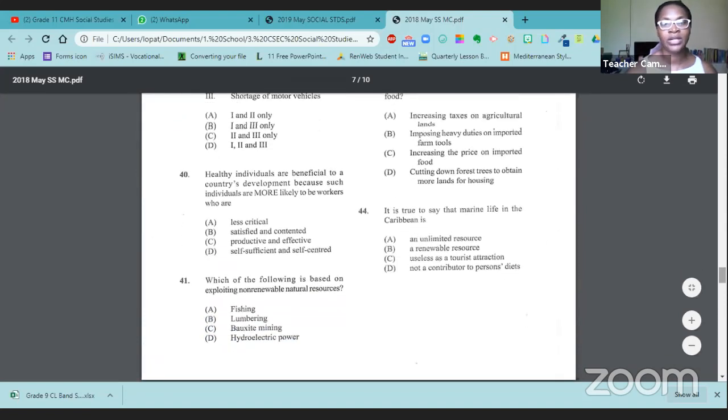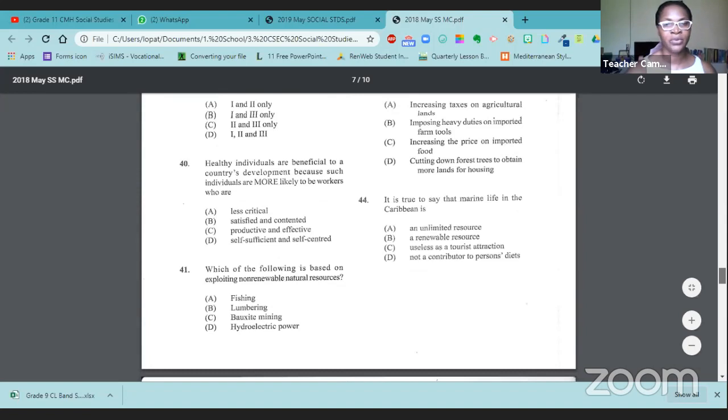40, healthy individuals are beneficial. We've seen this before, are beneficial to a country's development because such individuals are more likely to be workers who are productive and effective. Because when you're talking about human resources and development or production, you're looking at productivity of the people, which are the human resources.